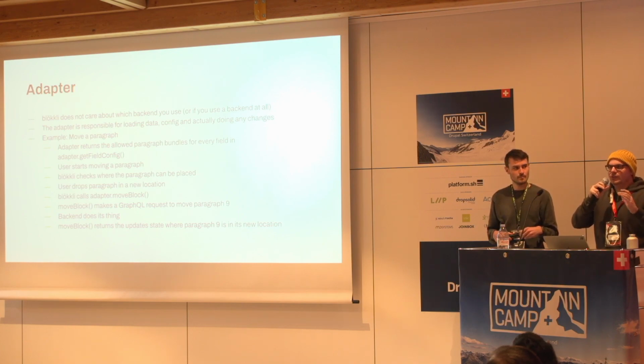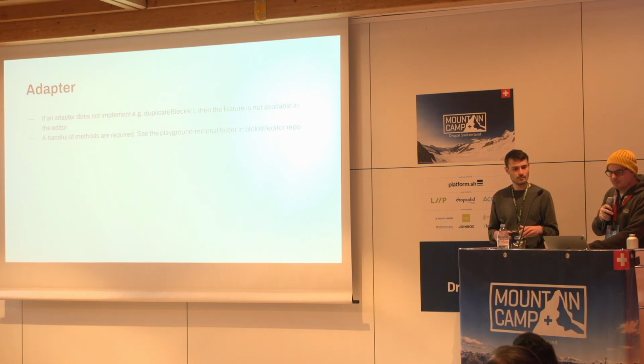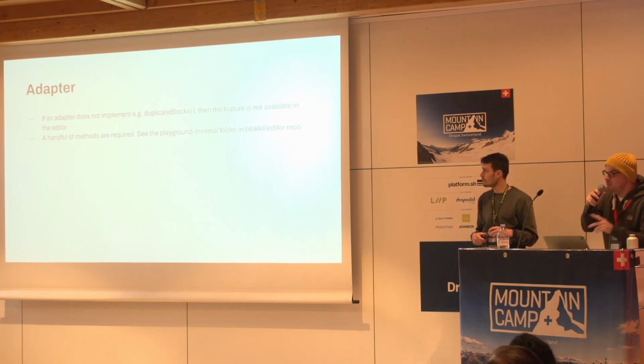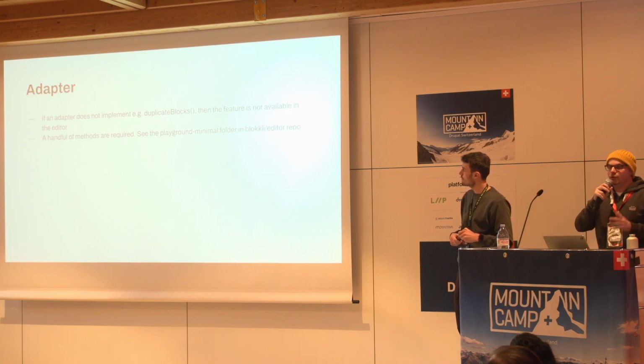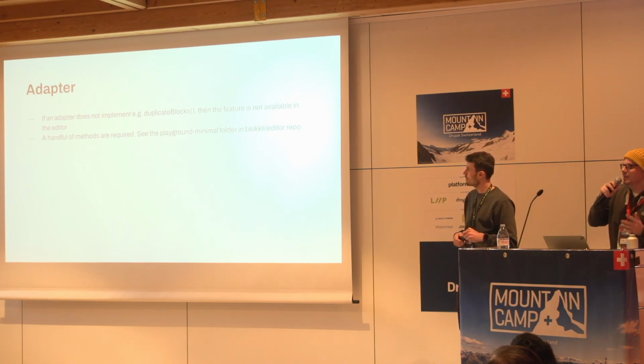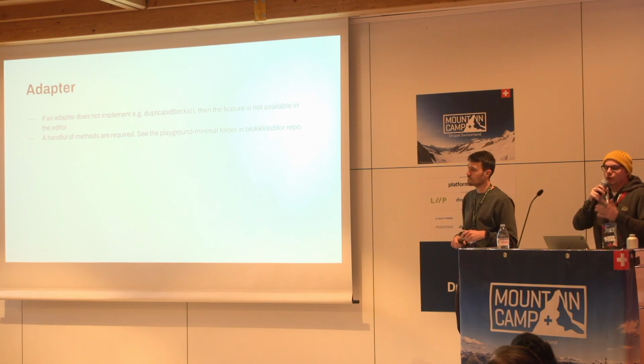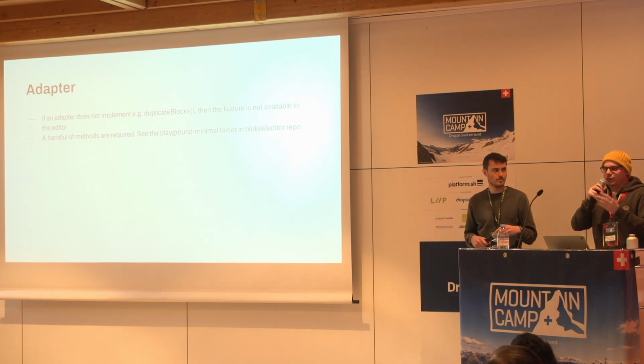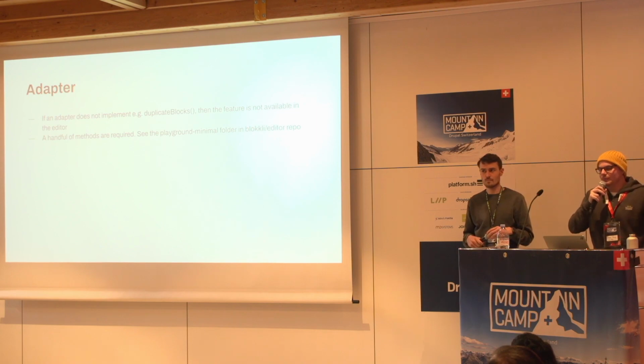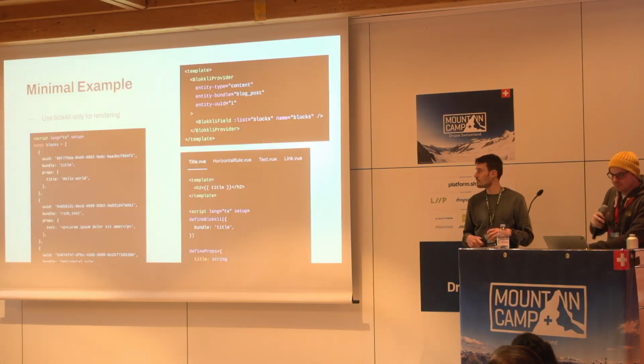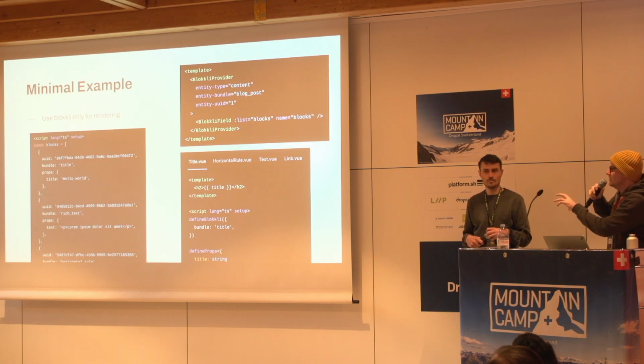The frontend just says, okay, this is this field with this name. And also important, you can have a minimal working example, because not all adapter methods, there's like 50, need to be implemented. So if you don't implement duplicate blocks, then the editor will just not show the duplicate button. So yeah, that's the minimal example. You can also find it in the repository. That's all you need to render a list of paragraphs.